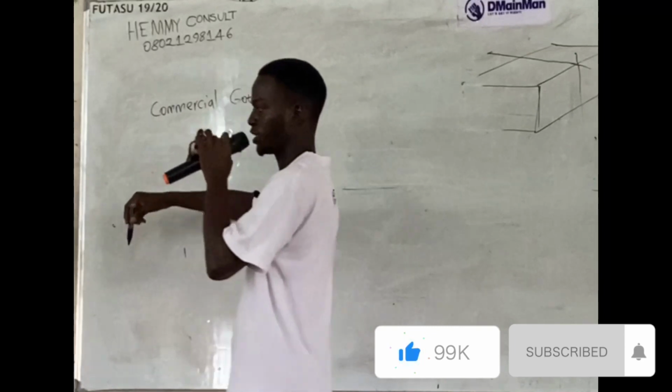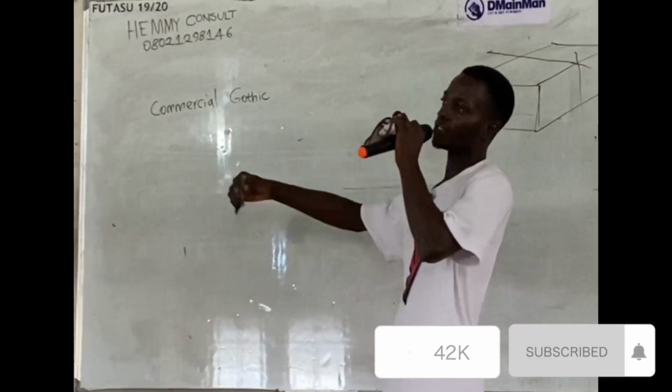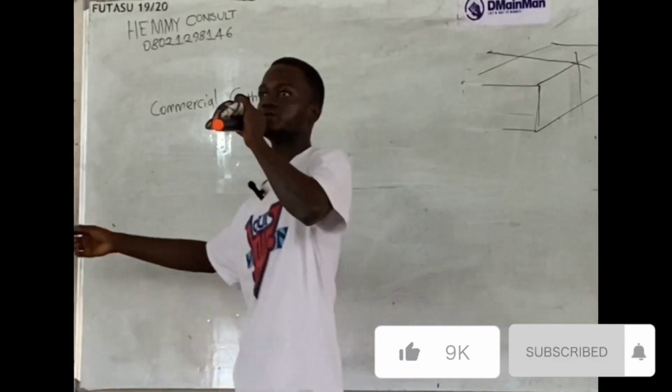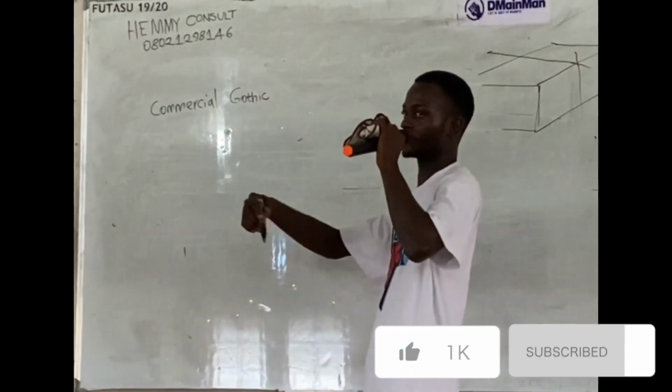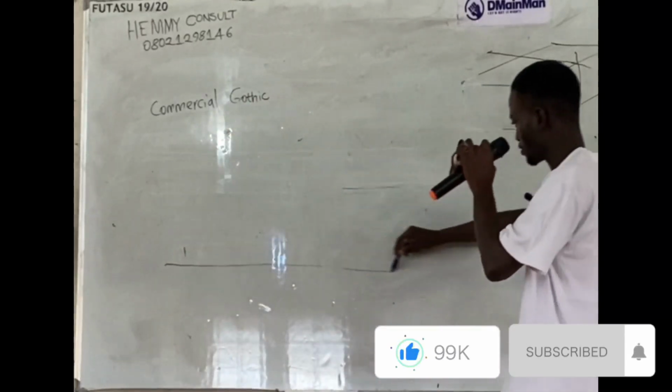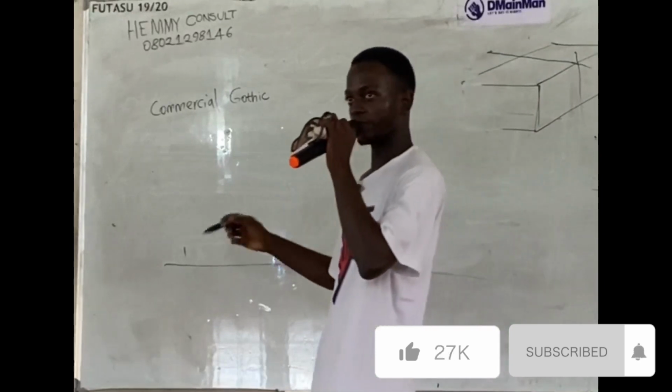Assuming you are given your line AB to be any length, you can take 70 millimeter or 120 millimeter, it's your choice. That is our normal way of constructing a line now.